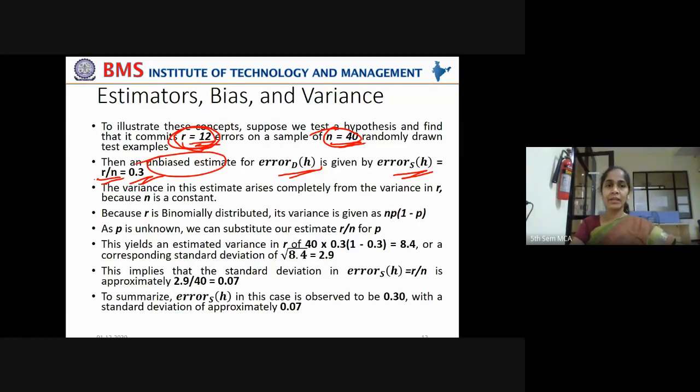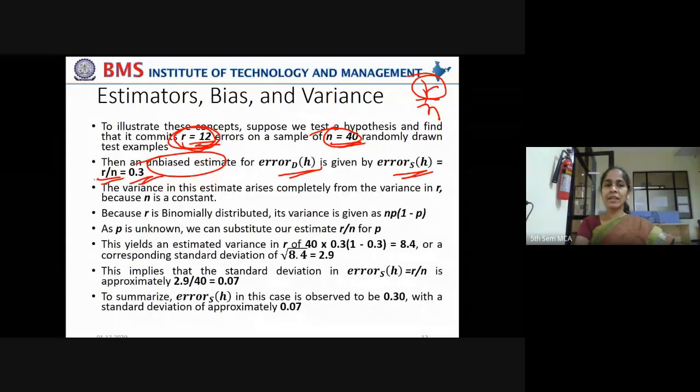Right? So the variance in this estimate arises completely from the variance in R because N is a constant. Now consider whenever we are taking R by N, in this N is constant. Why? Because the number of data points we have taken is 40. Now when we are performing the experiment, does the number of data points in the sample change? No. Only R will change. Only the number of predictions made, whether they are correct or wrong, that only will change. N will not change, though you repeat the experiment with different samples.